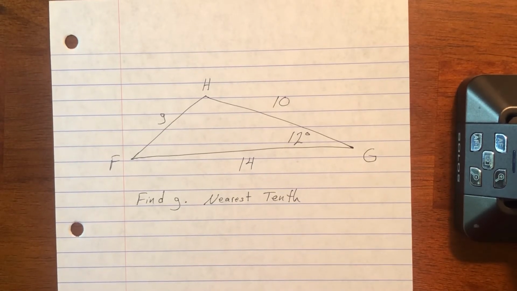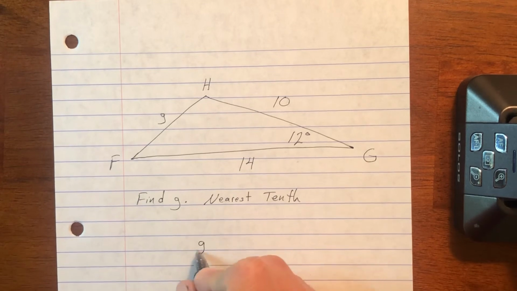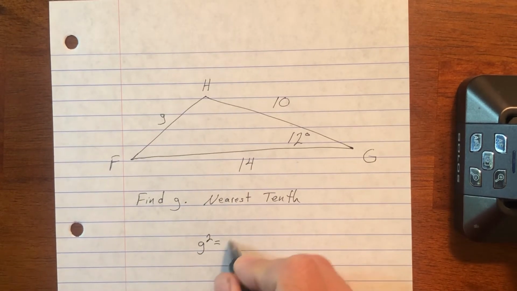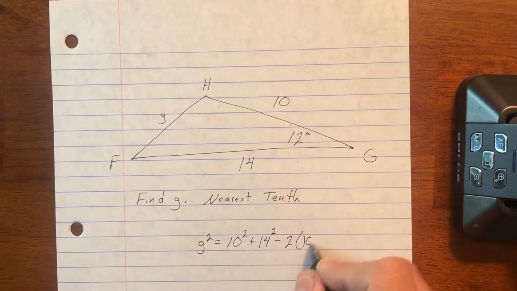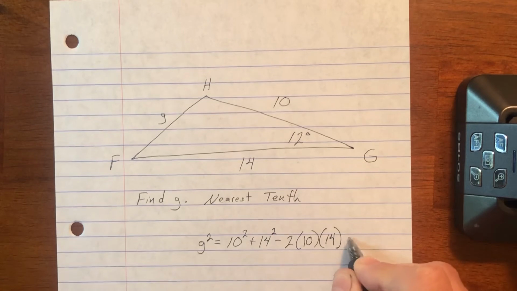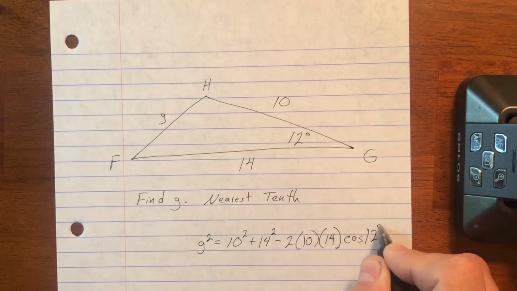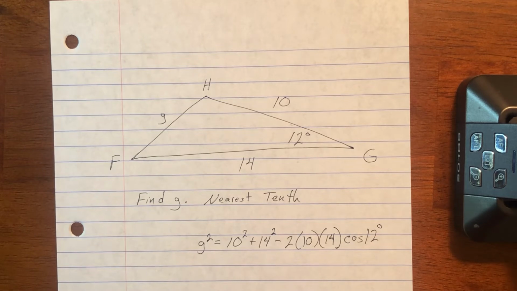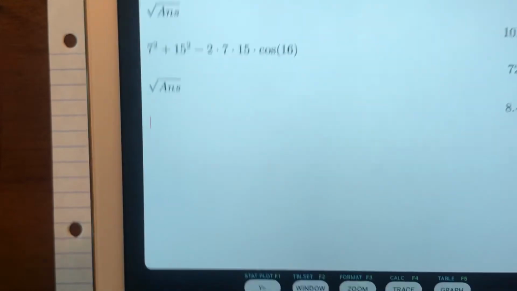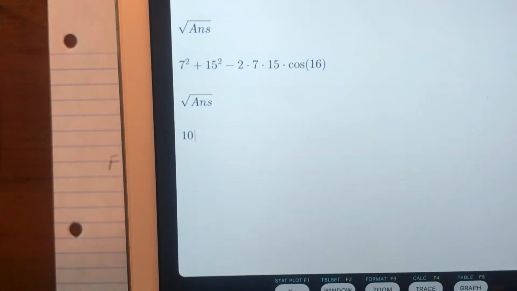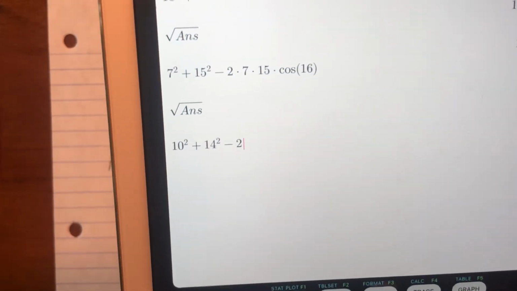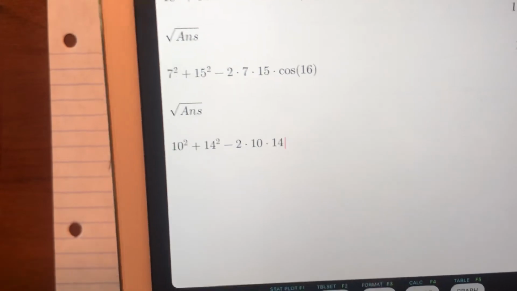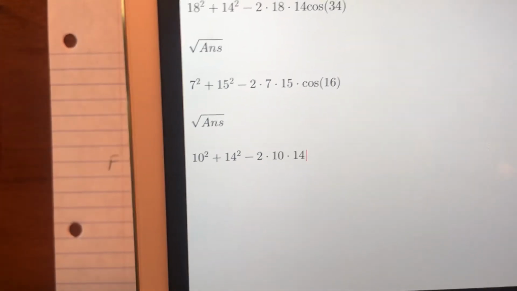Okay, we're back. Let's see here. G squared is going to equal 10 squared plus 14 squared minus 2 times 10 times 14 times the cosine of that 12-degree angle. So we're going to type all that into the calculator. 10 squared plus 14 squared minus 2 times 10 times 14 times the cosine of 12.